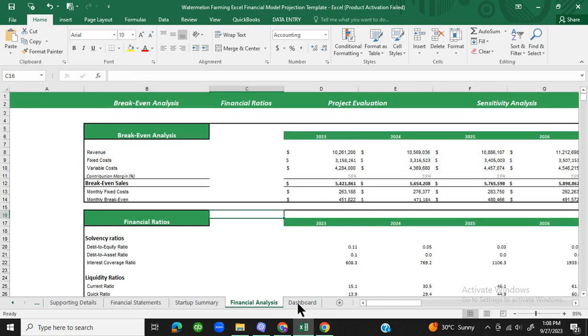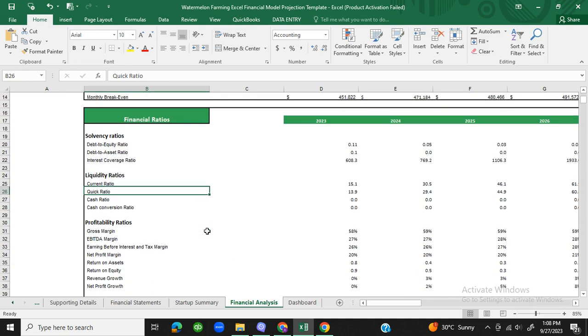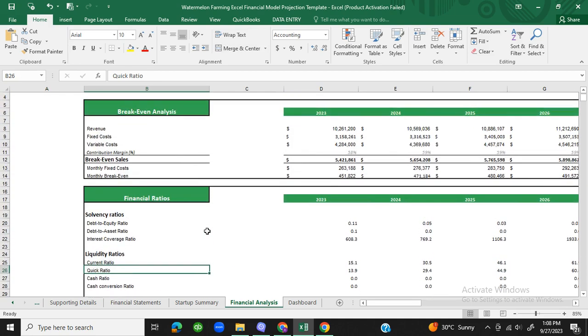In the financial analysis sheet, we have added break-even analysis, sensitivity analysis, project evaluation, and financial ratios. The break-even analysis shows the calculation for break-even sales, that is, when the business has reached the point of zero profit, no loss. The financial ratios shows all the main types of ratios such as solvency ratios, liquidity ratios, profitability ratios.